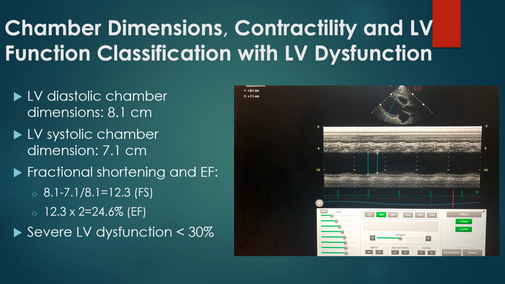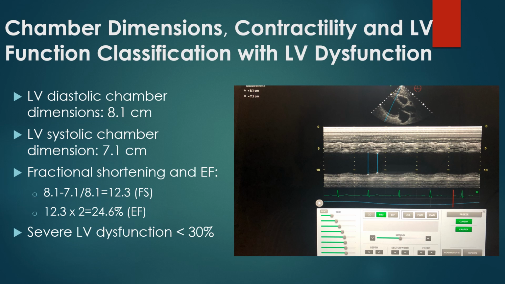So chamber dimensions, contractility, and LV function, with LV classification and LV dysfunction. LV diastolic chamber dimension of 8, systolic dimension of 7. So if you take these numbers, 8.1 minus 7.1, and then divide by 8.1, your fractional shortening is 12.3. You double that, and your EF is 25%.